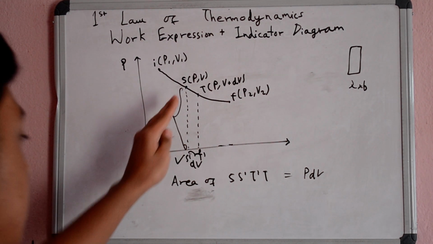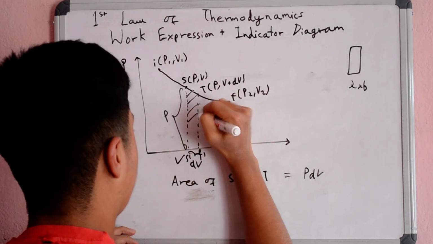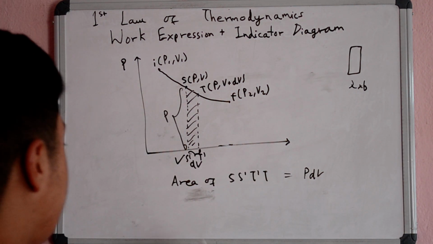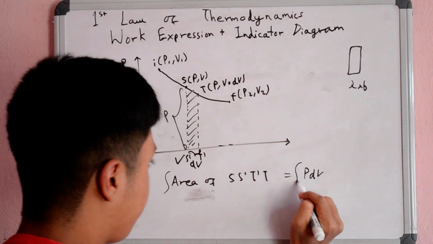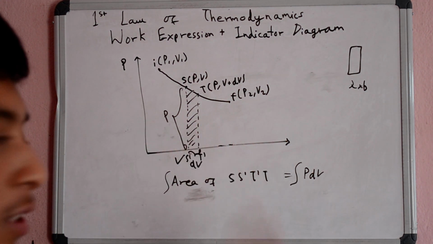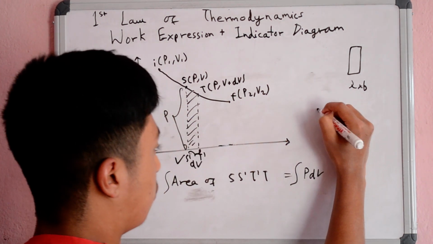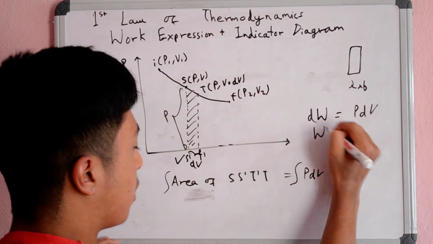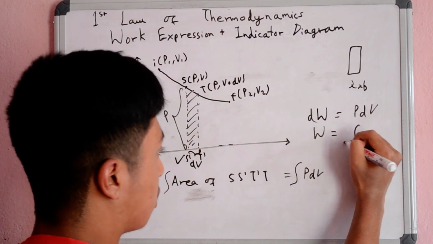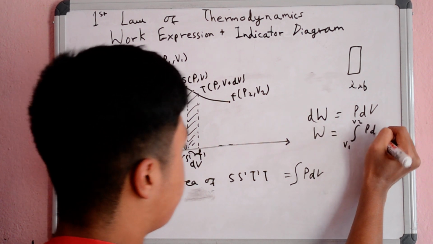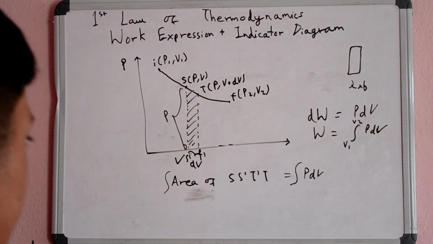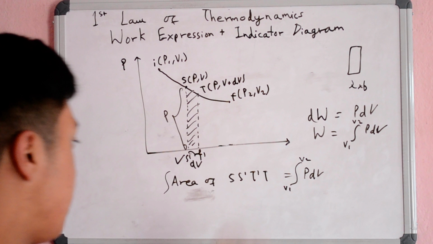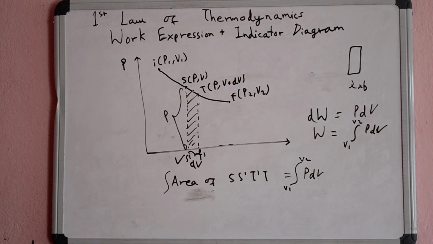Now this is a very small part of the whole curve, so that means we'll have to integrate both sides. And I forgot to mention in the work expression that the small work done equals PdV, and if we integrate both sides, this is the total work done. It goes from V1 to V2 of PdV, like this. And in this case also it goes from V1 to V2, and the same for this.